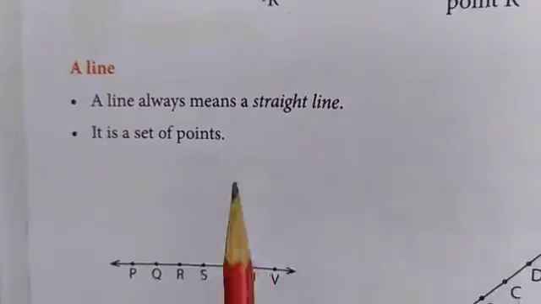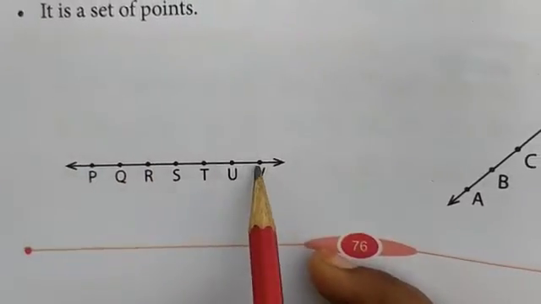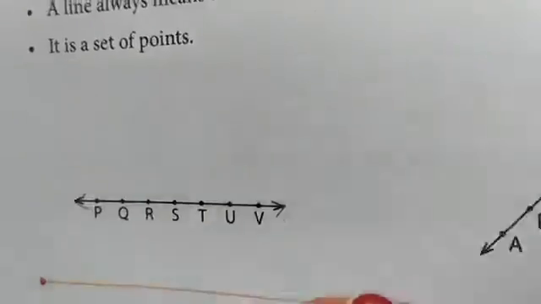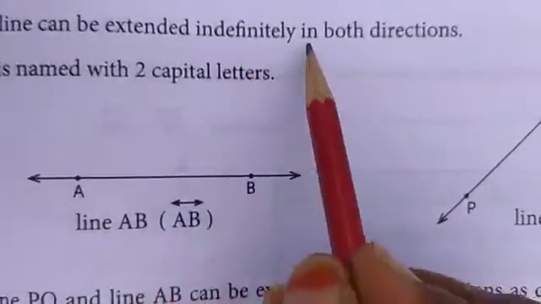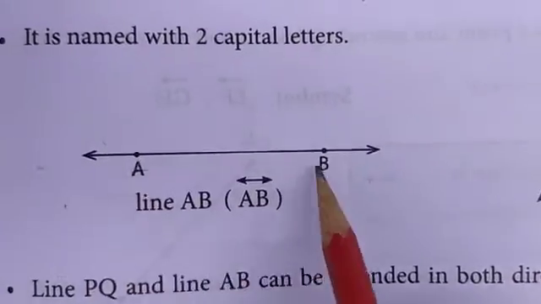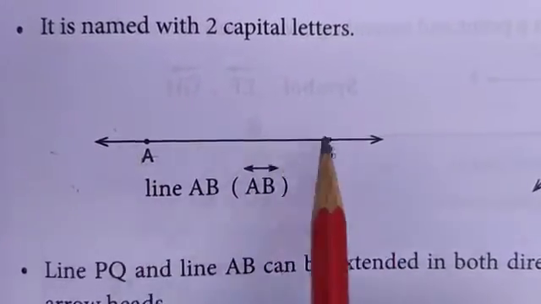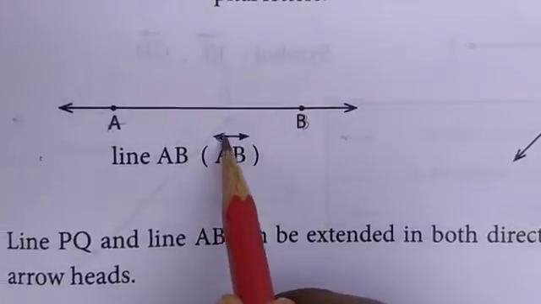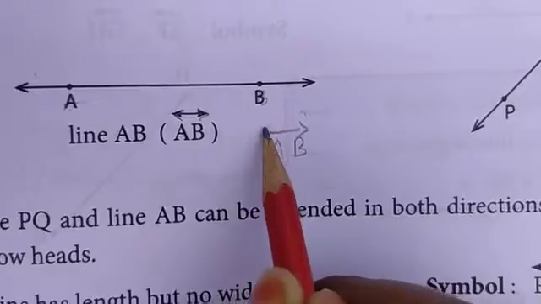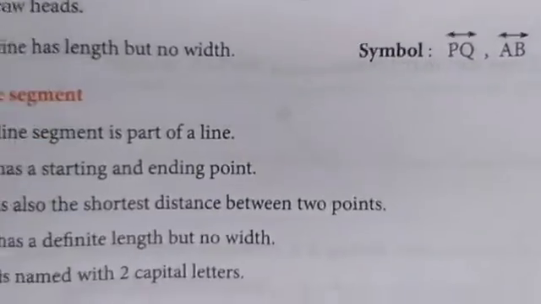And next is the line. A line means always a straight line, and it has a set of points, and on both sides we have an arrow mark. This line can extend in both directions, and it is named with two capital letters. See, this line is called line AB, and this is the symbol of a line. How should we read it? Line AB, line PQ.